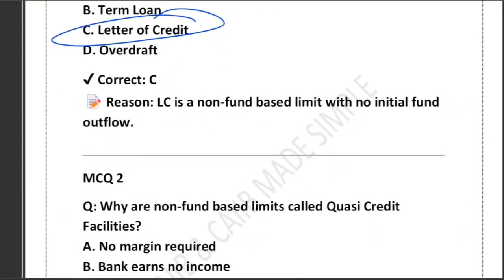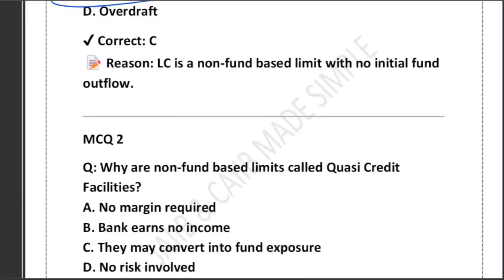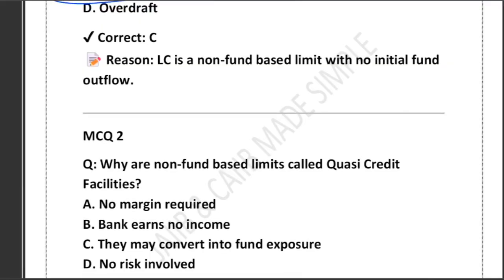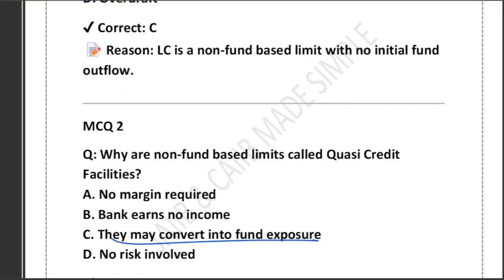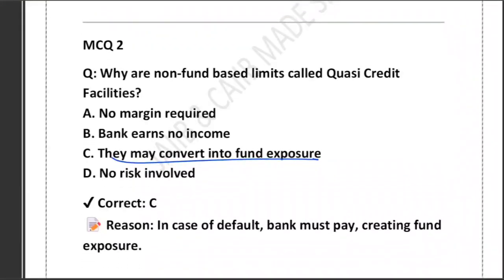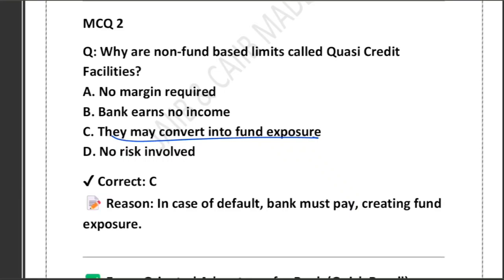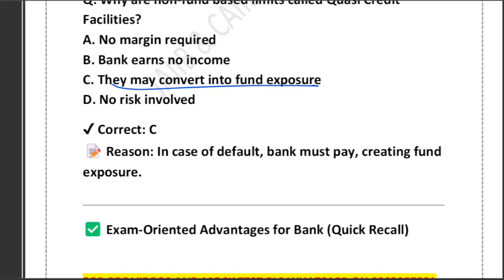Next question. Why are non-fund based limits called quasi credit facility? No margin is required. Bank earns no income. They may convert into fund exposure. No risk is involved. So non-fund based limits are called quasi credit facility because they may convert into fund exposure. Option C is correct, right? They may later convert into fund exposure. In the case of default, the bank must pay, creating fund exposure. So I hope till now everything is clear.